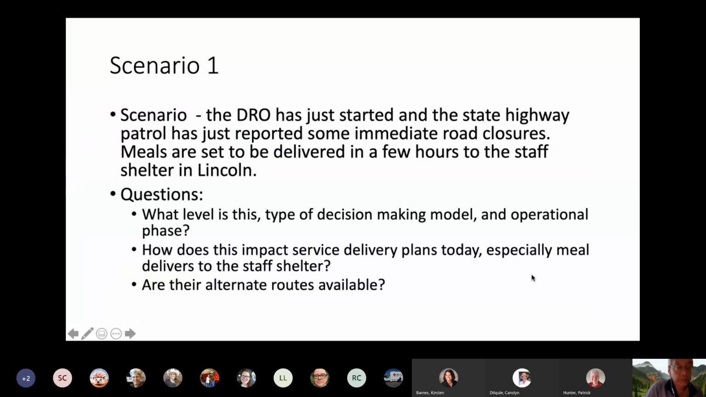So the first scenario is this. The DRO has just started, and the State Highway Patrol has just reported some immediate road closures. Meals are set to be delivered in a few hours to the staff shelter in Lincoln. So let's take a look at that situation. There are going to be several questions I'm going to ask you. What level is this, the type of decision-making model? What's the operational phase that it's in? How does this impact service delivery plans for today, especially meals delivered to the staffing shelter? And are there alternate routes?